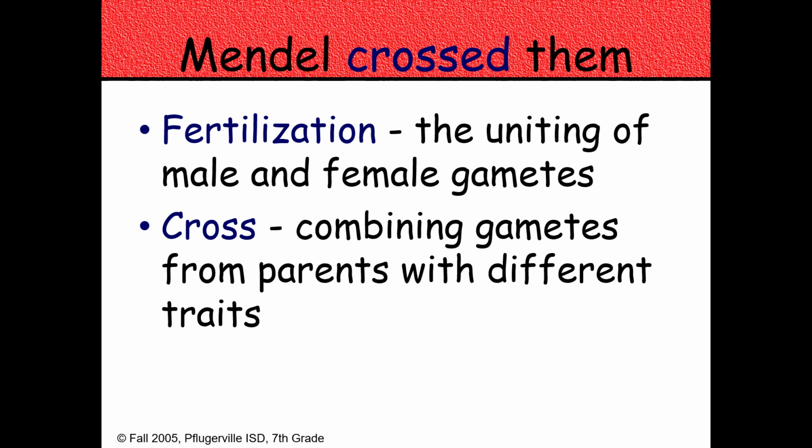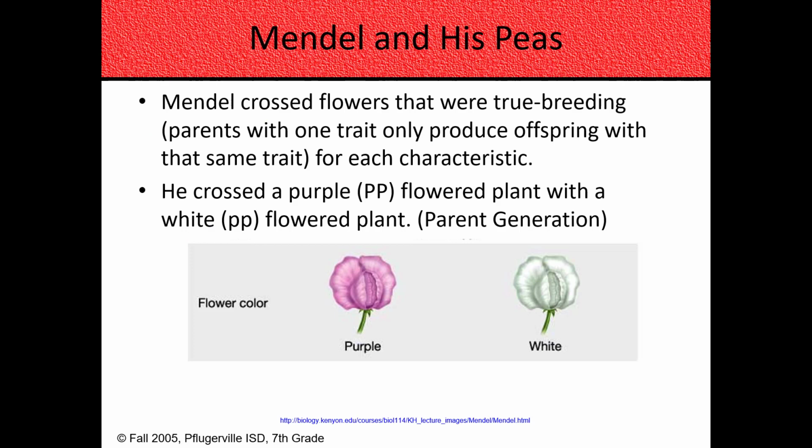Fertilization is where you take male and female gametes and you put them together. So Mendel did what's called a cross, where you combine gametes from parents with different traits. So if you take two parents and fertilize sperm and egg, then you get a cross. Mendel crossed flowers that were true breeding, so the parents had only one trait, and they only produced offspring with that same trait.